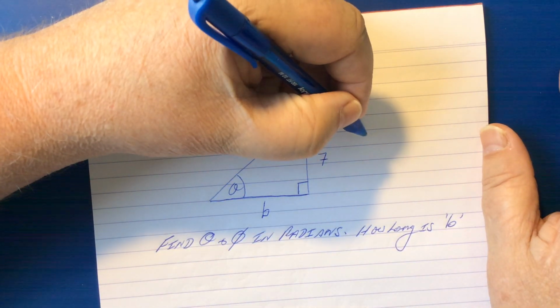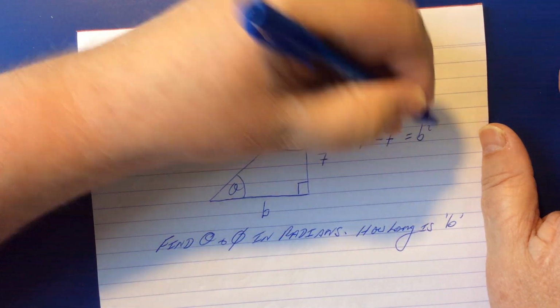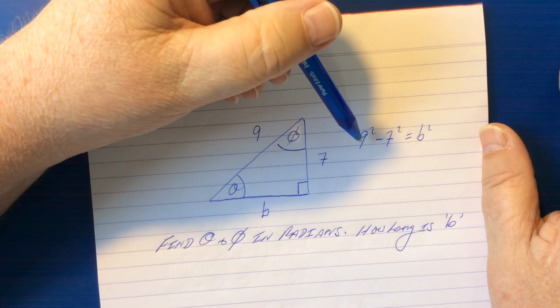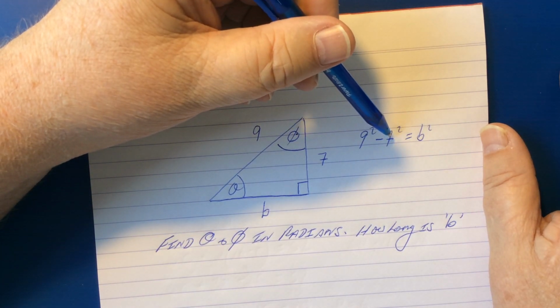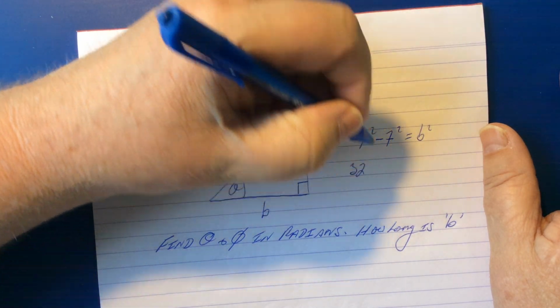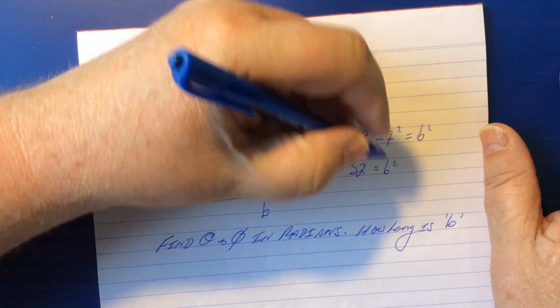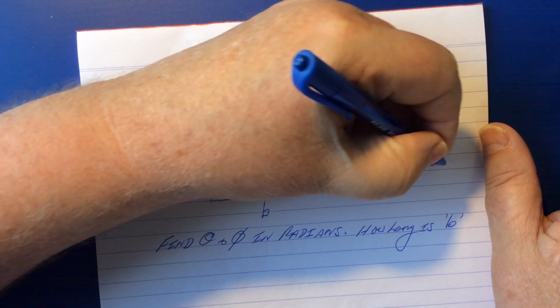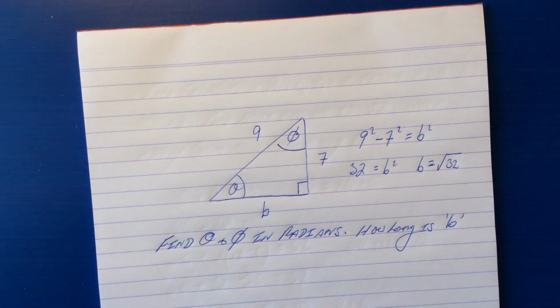It's a bit of Pythagoras. 9 squared minus 7 squared is going to equal b squared. 9 nines are 81, 7 sevens are 49. 49 from 81 leaves us 32, and that is equal to b squared. So b is going to equal the square root of 32.